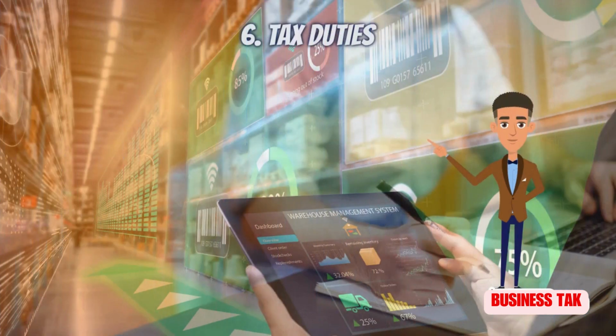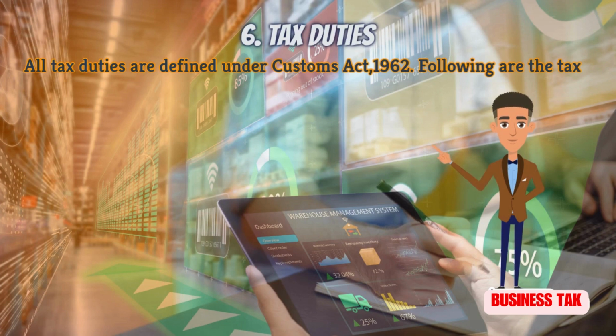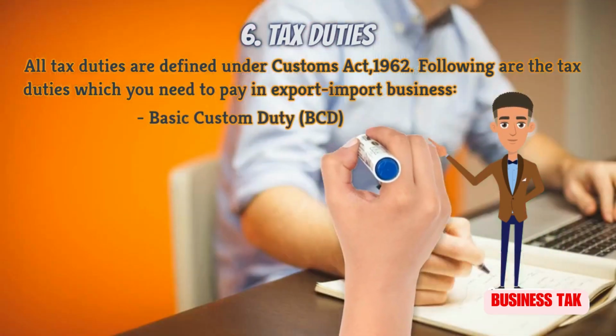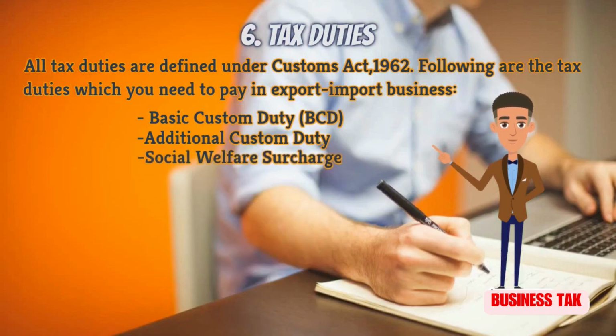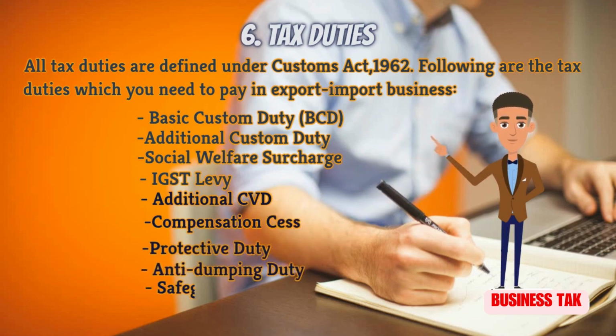6th step is tax duties. All tax duties are defined under the Customs Act 1962. Following are the tax duties which you need to pay in export-import business: Basic Custom Duty (BCD), Additional Custom Duty, Social Welfare Surcharge, IGST Levy, Additional CVD, Compensation Cess, Protective Duty, Anti-Dumping Duty, and Safeguard Duty.